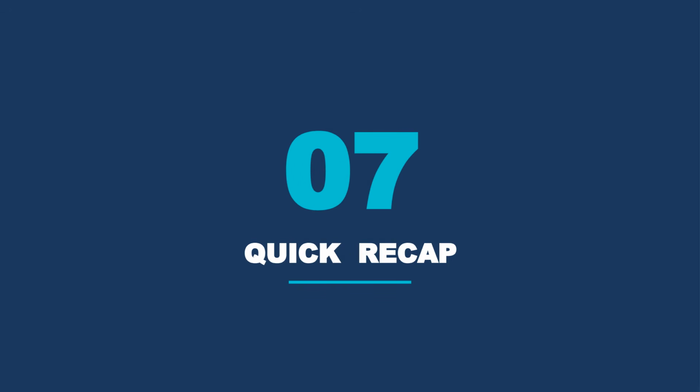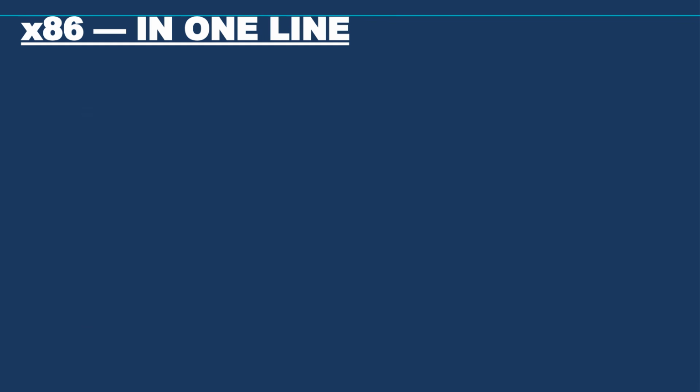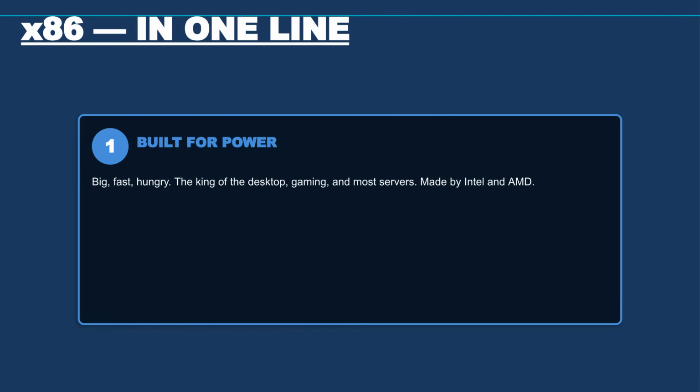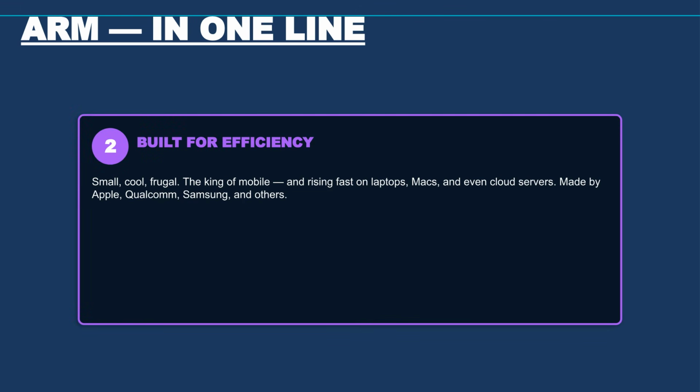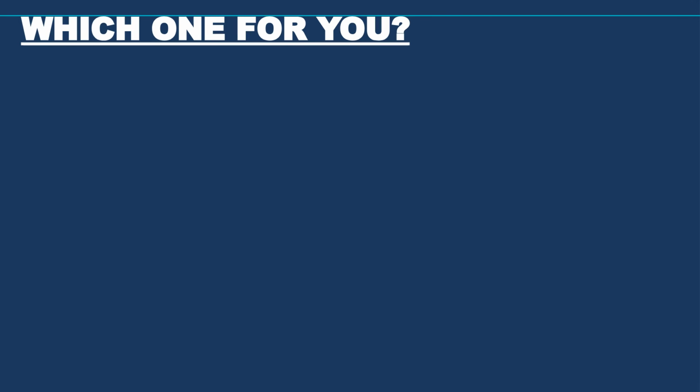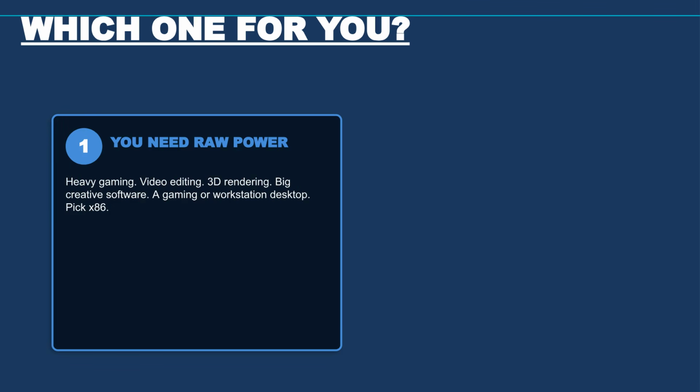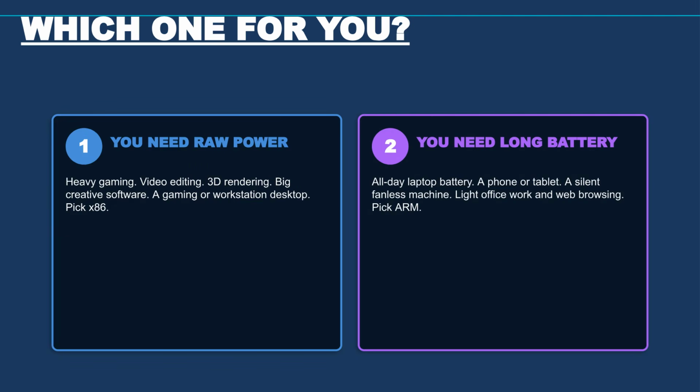Let's do a quick recap of the core differences. x86 is built for power. It is big, fast, and hungry, the king of desktop, gaming, and most servers. It's made by Intel and AMD. ARM is built for efficiency. It is small, cool, and frugal, dominating mobile devices and rising fast in laptops and cloud servers. It's made by Apple, Qualcomm, and others. If you need raw power for heavy tasks like gaming or video editing, choose x86. If you need long battery life and a silent machine for light work, choose ARM.